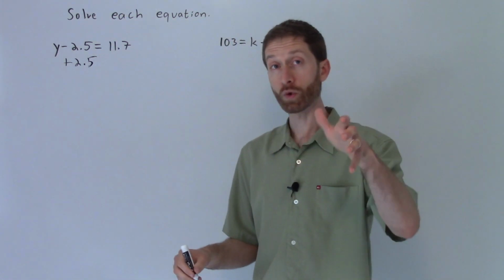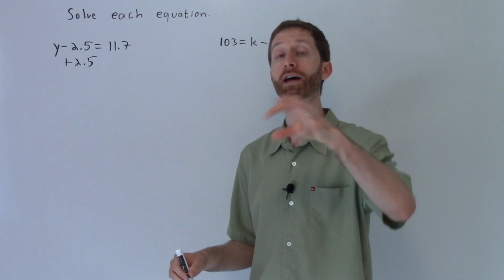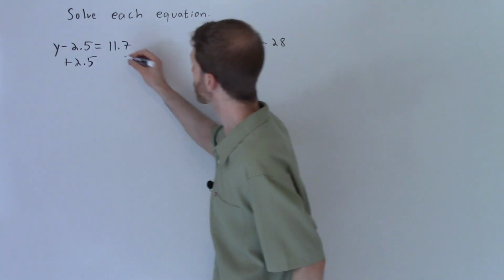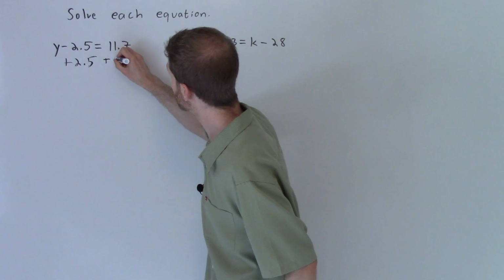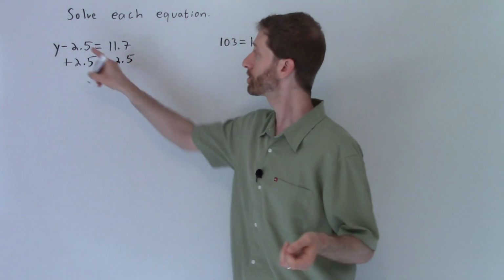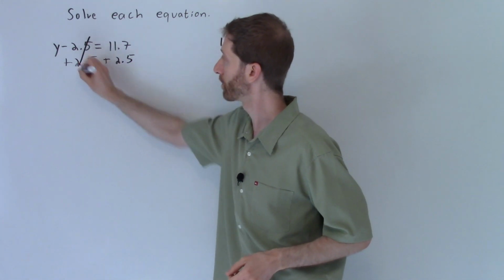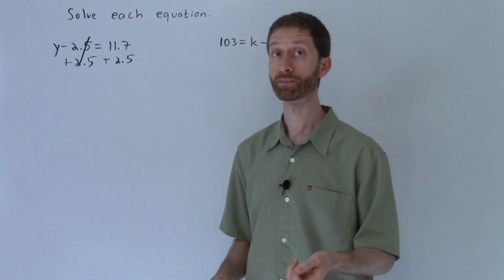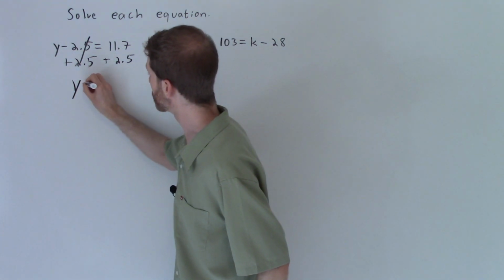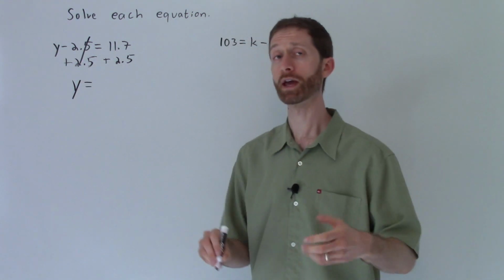But because it's an equation, we want to keep it balanced. If I added 2.5 to the left side, I've got to do it to the right side. So plus 2.5 to that right side. Okay, so minus 2.5 plus 2.5 zeros out. Some people say cancels. You're left with y on the left-hand side. The question is, what do we get on the right-hand side?